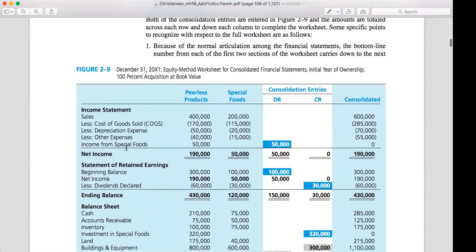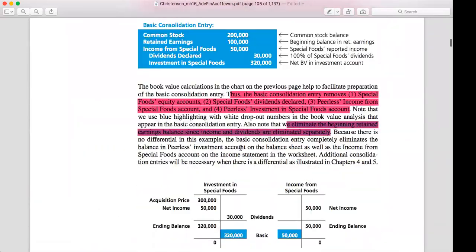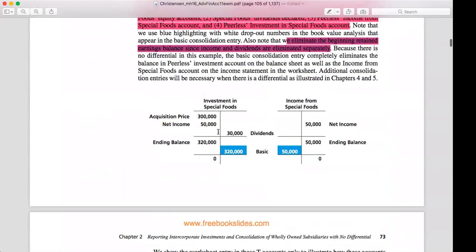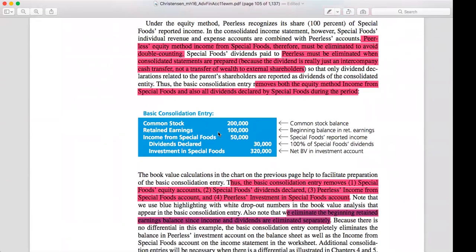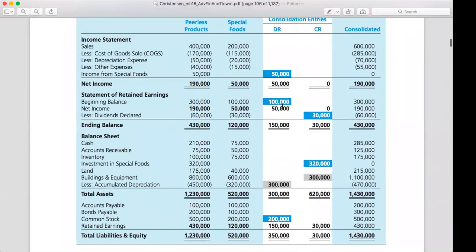There is an adjustment in income from Special Food. We debit 50,000, so in the consolidated statement it becomes 0. And then what else after this? There is retained earnings. In the statement of retained earnings, there is 100,000, right? Yes, the balance is in the debit. So we make it in here.